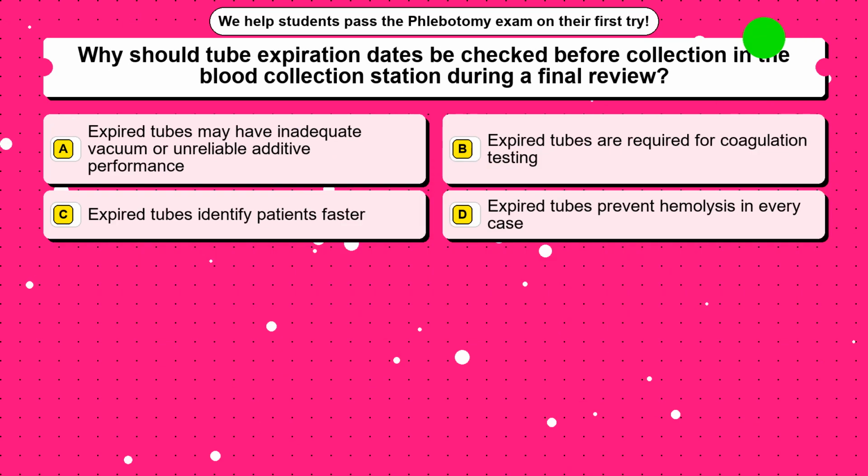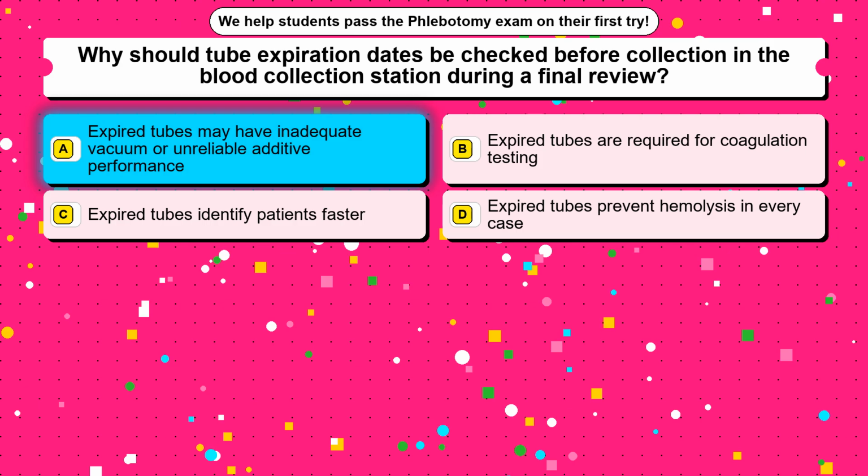Question 63. Why should tube expiration dates be checked before collection in the blood collection station during a final review? Option A. Expired tubes may have inadequate vacuum or unreliable additive performance. Option B. Expired tubes are required for coagulation testing. Option C. Expired tubes identify patients faster. Option D. Expired tubes prevent hemolysis in every case.